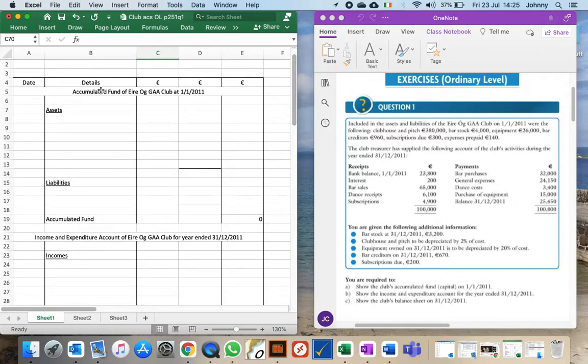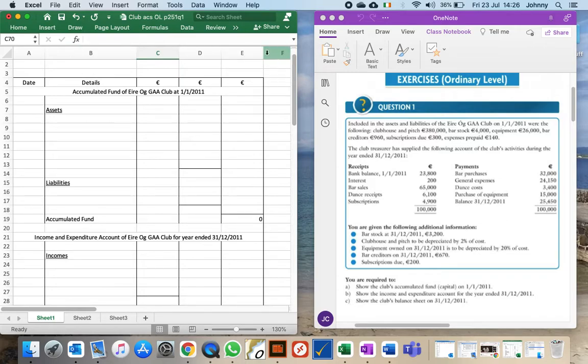Accumulated fund is all of the money that's been put into our club over a period of time. Now, most of that money would have come from the members of the club putting in their subs, but maybe the club might have had a shop of some kind or a bar, and they may earn income in other ways. But this is basically all of the assets of the club. So the things the club has managed to accumulate over the years, take away anything it may owe, and that gives us the amount of the fund that has been invested or accumulated in the club over the period of time.